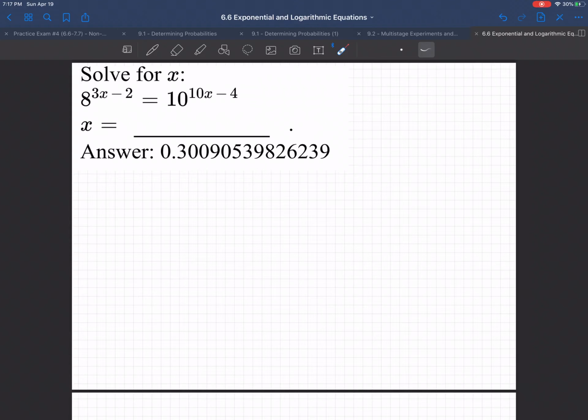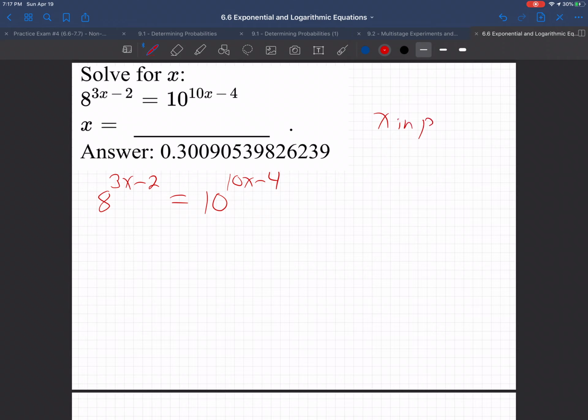Solve for x. They give us this very challenging expression, so we're going to need to solve that for x. Let me bring it down here: 8 to the 3x minus 2 is 10 to the 10x minus 4 power. So what do we do when we have x's in the power?